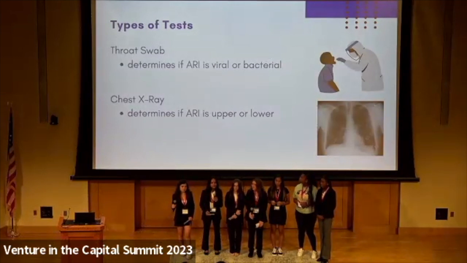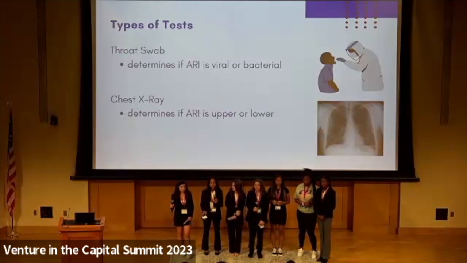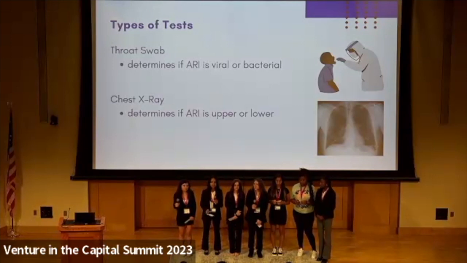So there are two main tests to test for an ARI. First, doctors usually conduct a throat swab, which will determine if the ARI is either bacterial or viral. This throat swab consists of a doctor using a stick sort of like substance and sticking it in the patient's throat to test for a sputum culture. The second type of test the doctor will do to determine the level of ARI is a chest x-ray. If the chest x-ray shows up abnormal, we can determine that the ARI is lower, and if the chest x-ray shows up completely normal, the ARI is upper.